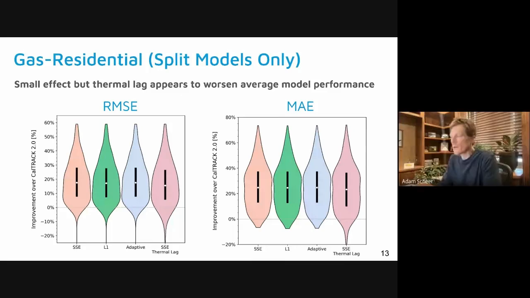Yeah, I think this question of which loss function we should ultimately be using in optimizing the model is an open question.